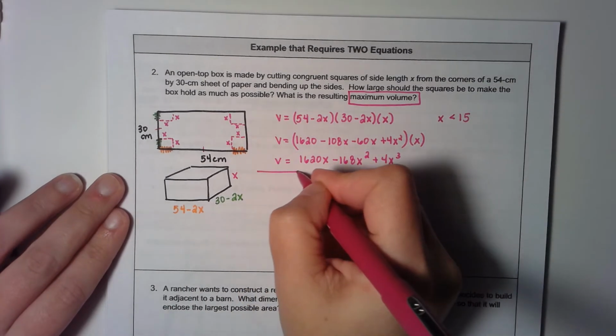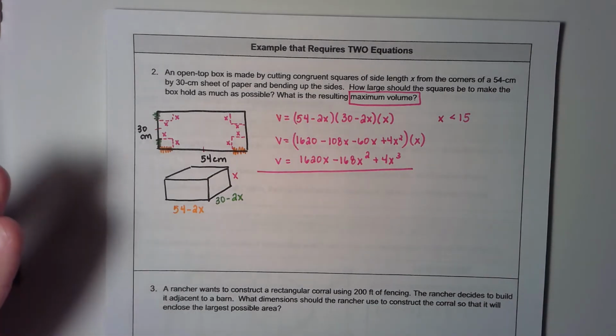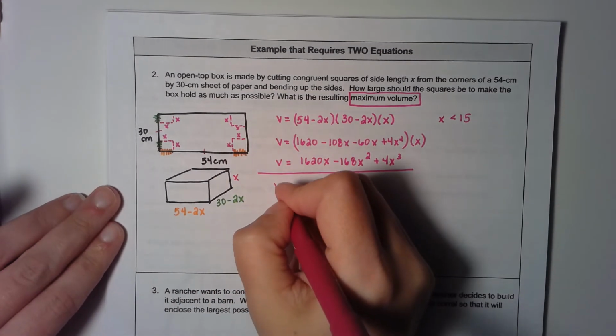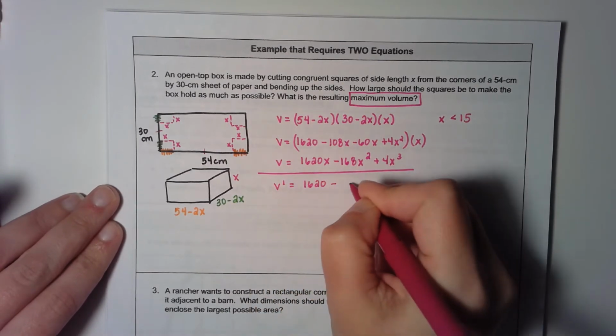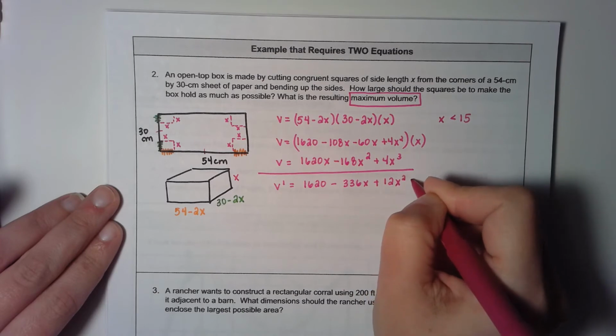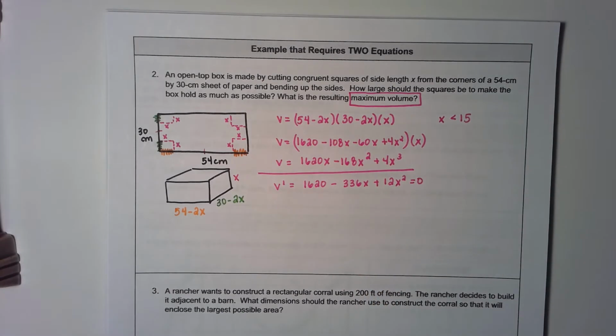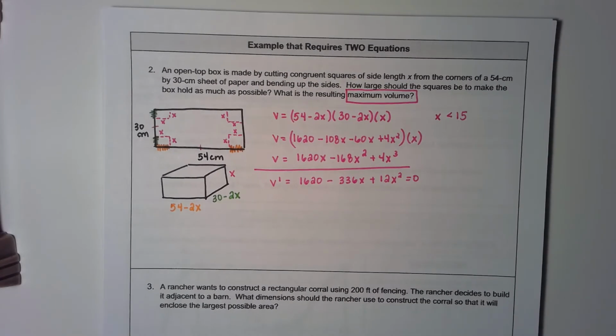Now, in order to maximize the volume, I'm going to take the derivative. So I'm drawing a line here to kind of visually remind us that after this, we're working with the derivative. The derivative here would be 1620 minus, let's see, it'd be 336x plus 12x squared, and we're going to make that equal to 0. Because this is a quadratic equation, in order to solve this, we're going to probably either need to factor or find the zeros. Just for the sake of this example, I'm going to try factoring.